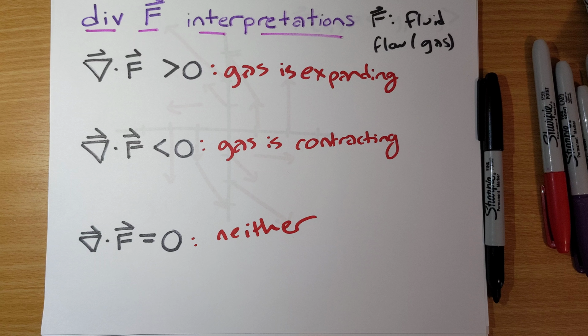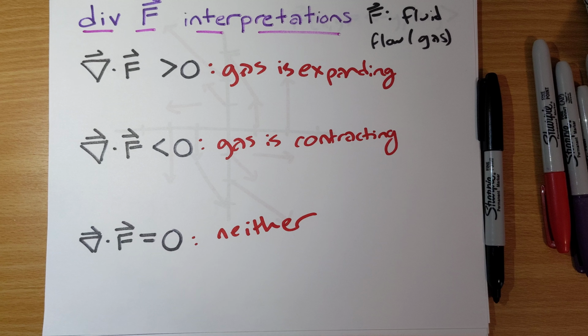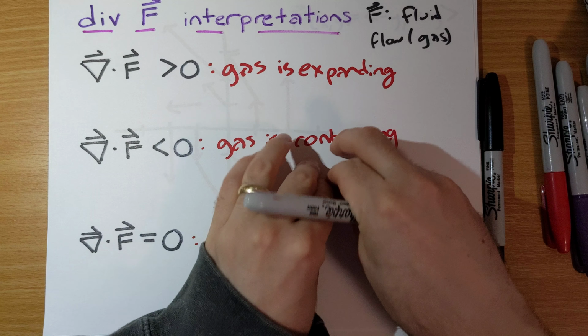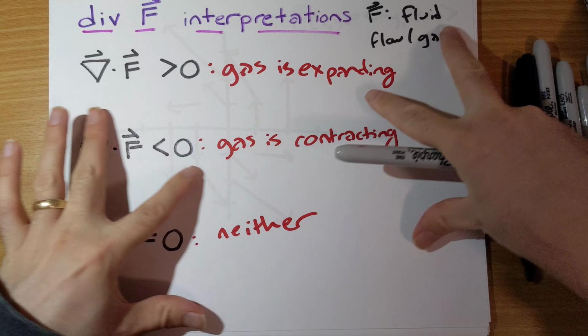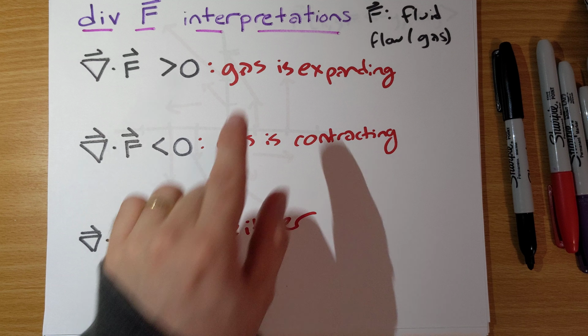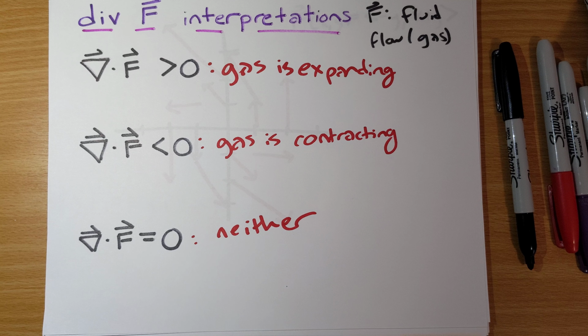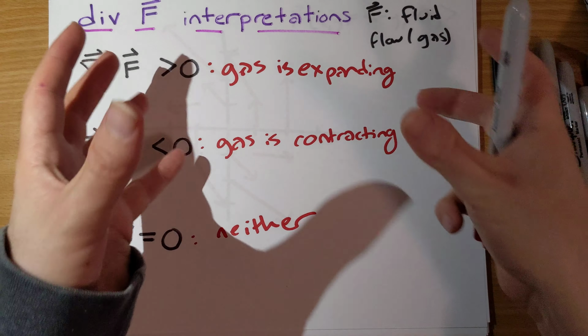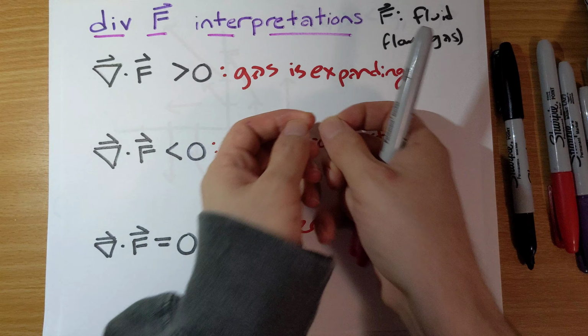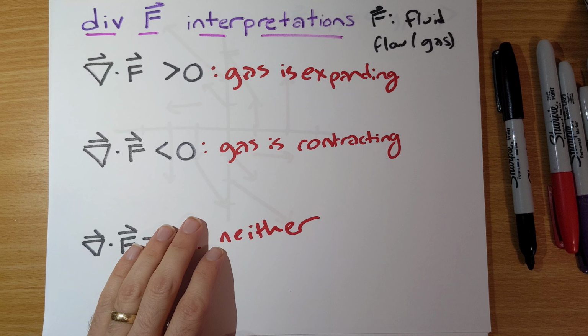So expanding would be like you have an explosion. If you have an explosion right here, gases are very, very quickly going to move away from the explosion, and so the divergence there would be very positive. If gas is being sucked in, due to contraction right here, the divergence would be negative.